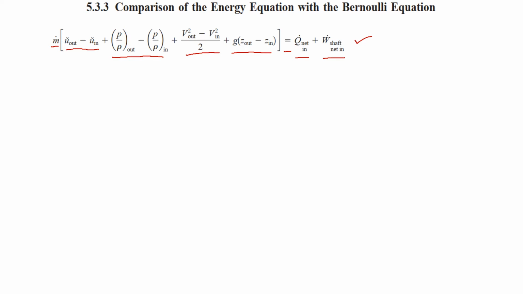And this whole term was the integral for the control surface. This control surface integral was applied to a situation with one inlet and one outlet. So we got this equation.